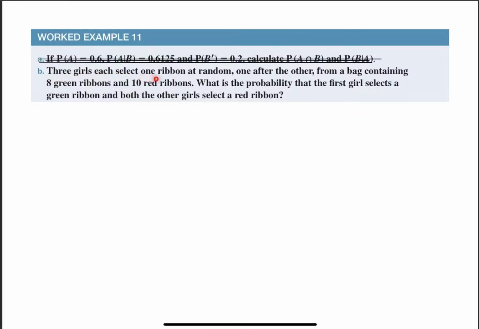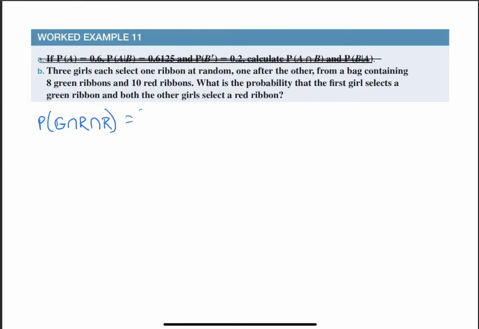Three girls each select one ribbon at random, one after the other, from a bag containing 8 green ribbons and 10 red ribbons. What is the probability that the first girl selects a green ribbon and both the other girls select a red ribbon? So what's the question? The question is, what's the probability of the first one being green, then a red one, and then a red one again.